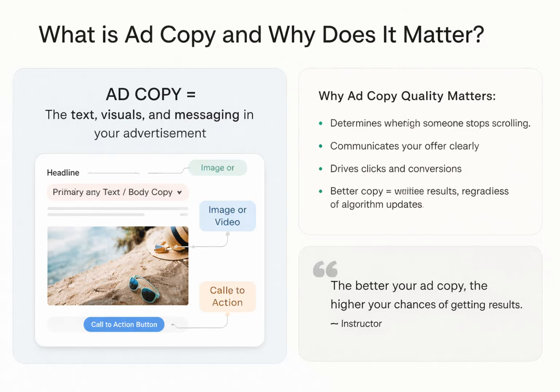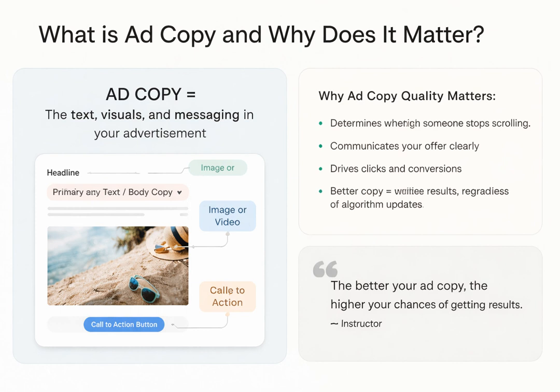The instructor takes a moment to clearly define what ad copy actually means, because it's a term that gets used a lot but isn't always fully understood. Ad copy refers to all the written and visual content in your advertisement: the headline, the body text, the image or video, and even the call to action button. All of these elements together make up your ad copy.